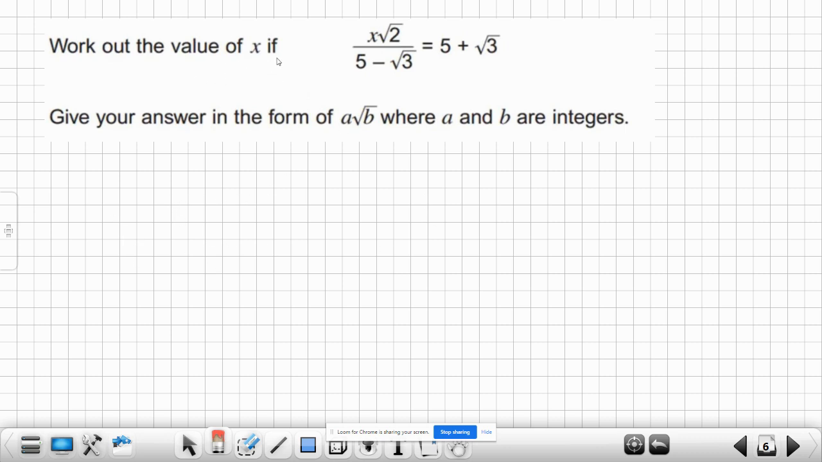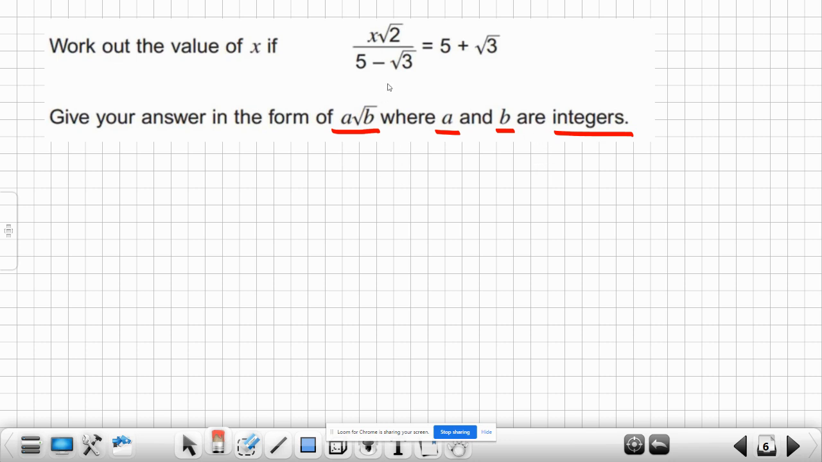Work out the value of x if x root 2 over 5 minus root 3 equals 5 plus root 3. Give your answer in the form a root b, where a and b are integers. Okay, so that tells us it should come out quite nicely, quite neatly.